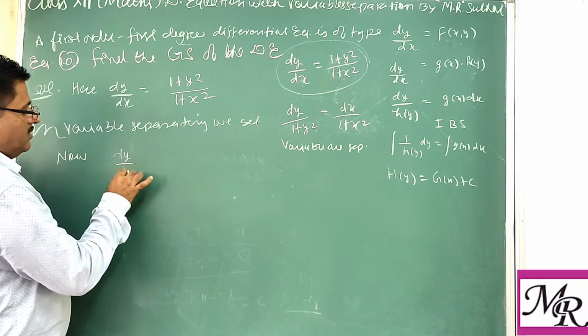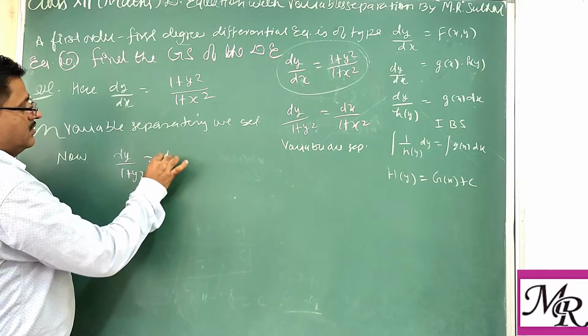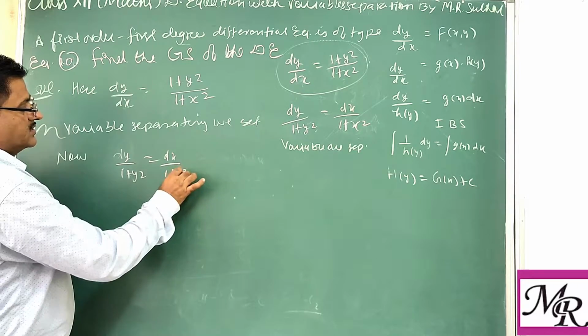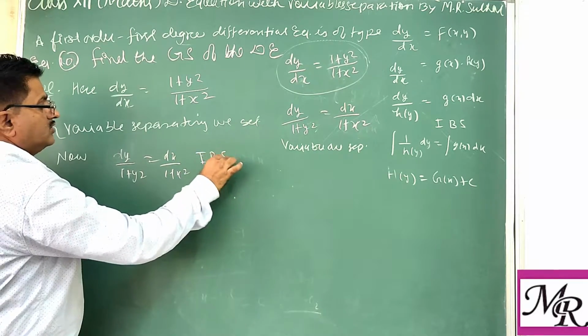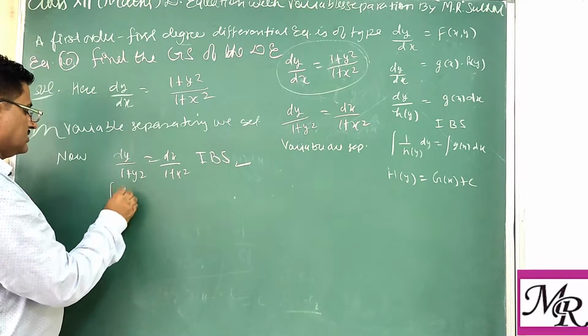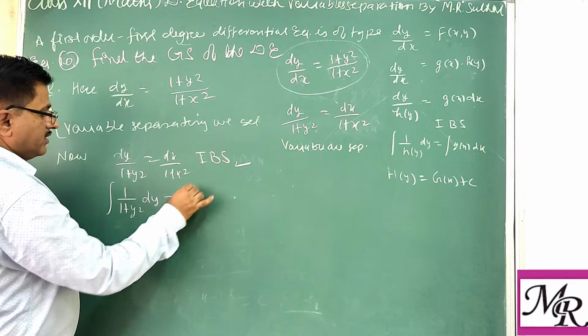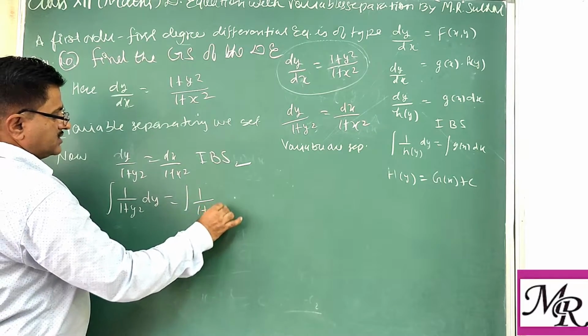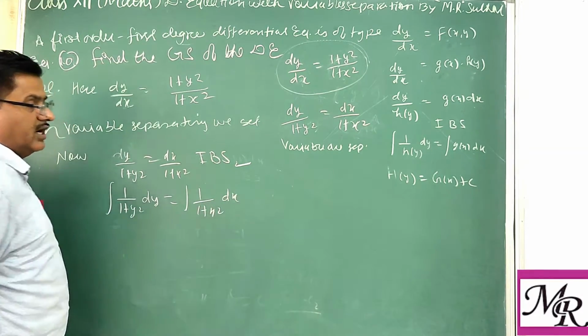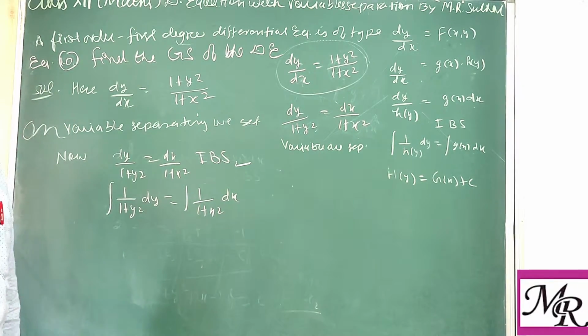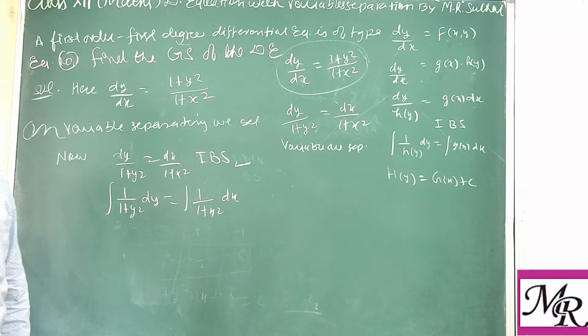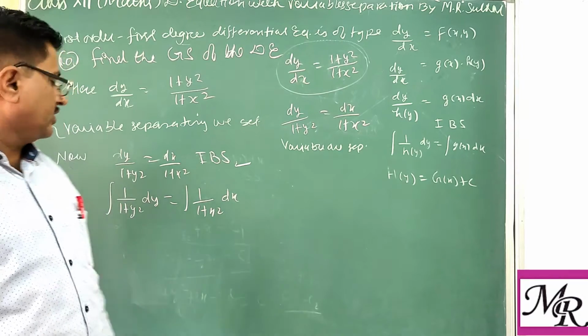So we have here (1 plus y square) dx equal to (1 plus x square) dy. So integrating on both sides, integration of dy upon 1 plus y square, integration of dx upon 1 plus x square. In this also you need to know how to integrate different types of functions. If this topic is solid, then there is no problem in solving the differential equation or finding the solution of a differential equation.